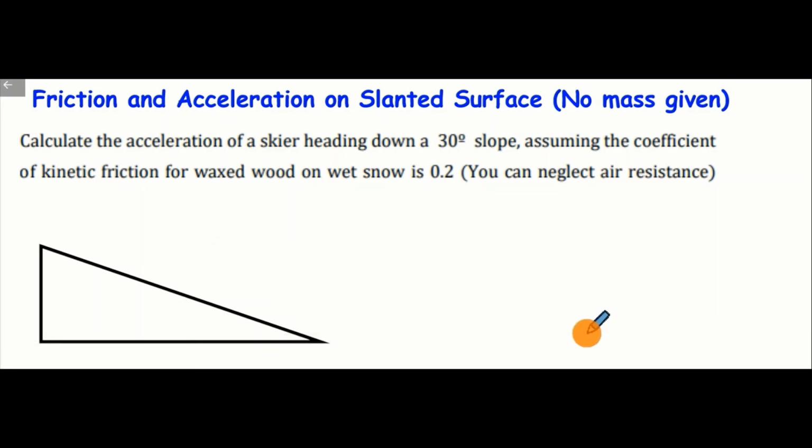In this video, we look at an exam-style question about friction on a slanted surface. The question also asks about acceleration, and I especially want to point out some common mistakes. So let's read the question. Calculate the acceleration of a skier heading down a 30-degree slope, assuming the coefficient of kinetic friction for waxed wood on wet snow is 0.2.